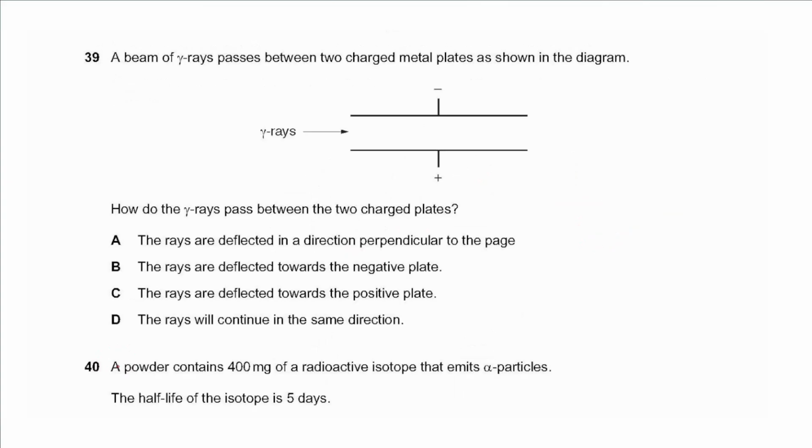Question 39 says a beam of gamma rays passes between two charged metal plates as shown in the diagram. How do the gamma rays pass between the two charged plates? Since gamma has no charge, it will not be deflected, so the rays are deflected, no. The ray will continue in the same direction, yes. So the answer is D.